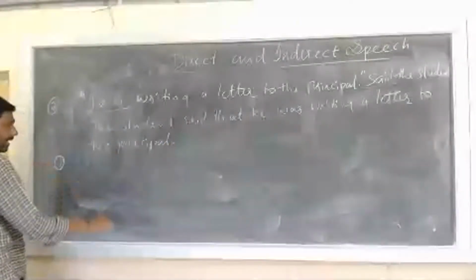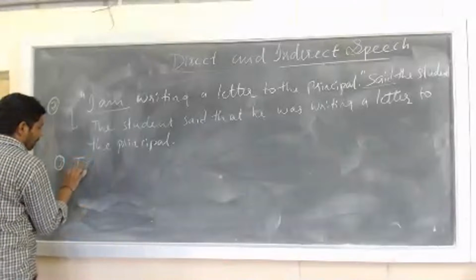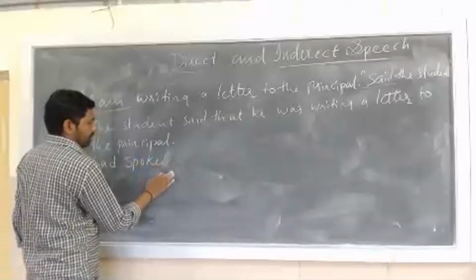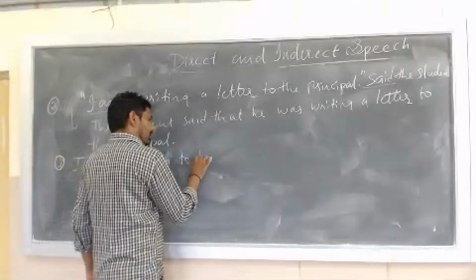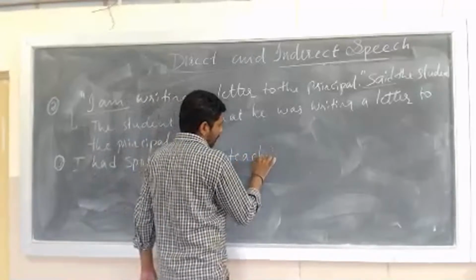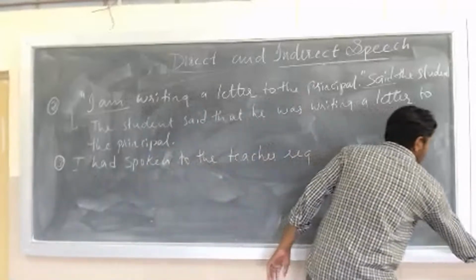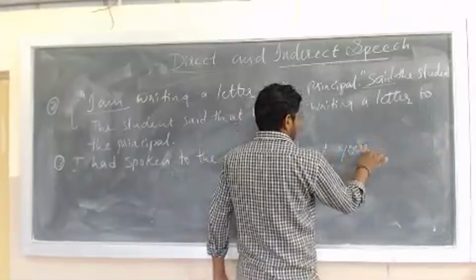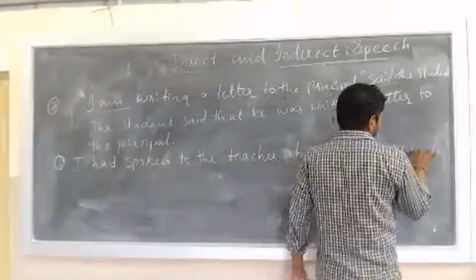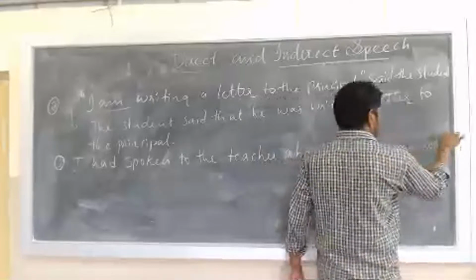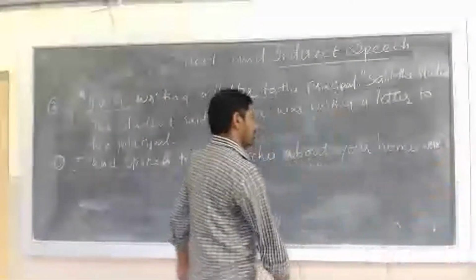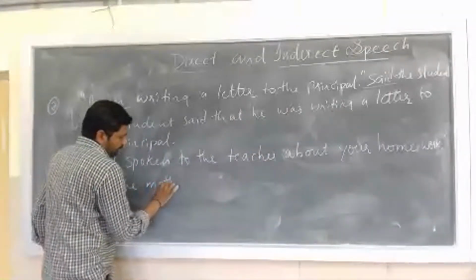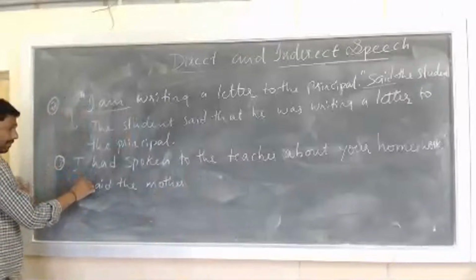Second example done. Third example, present perfect. "I have spoken to the teacher about your homework," said the mother. Now you change this one from direct to indirect.